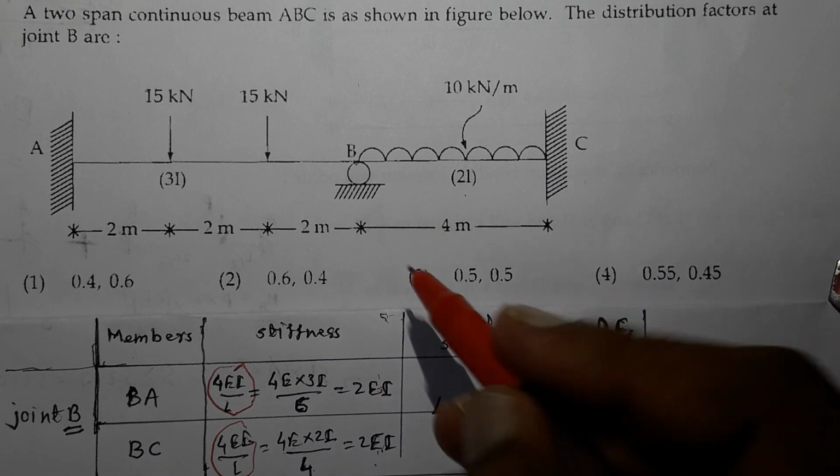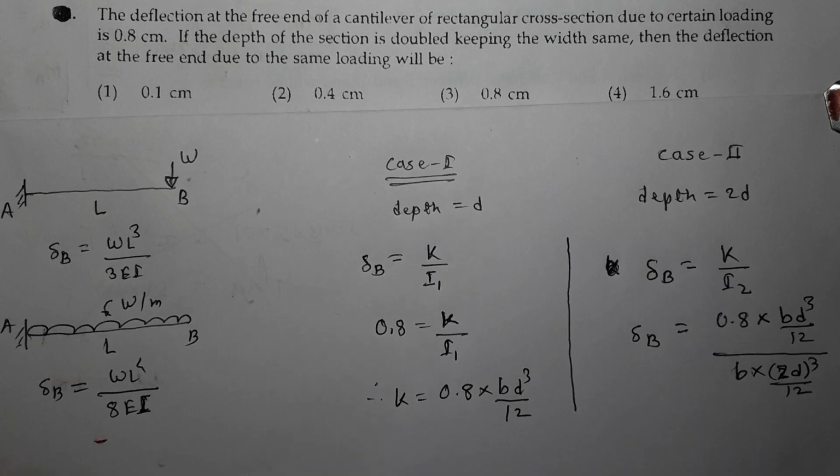So correct option is option 3. Next question. The deflection at free end of a cantilever of rectangular cross section due to certain loading is 0.8 centimeter. If the depth of the section is doubled, keeping the width same, then the deflection at the free end due to the same loading will be.